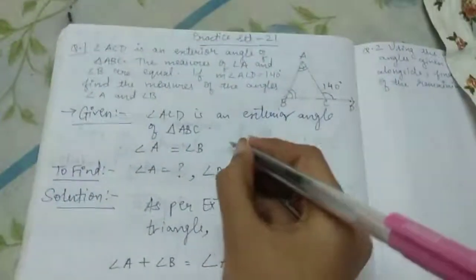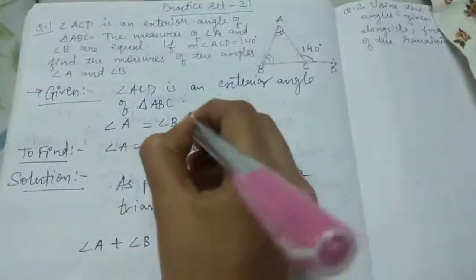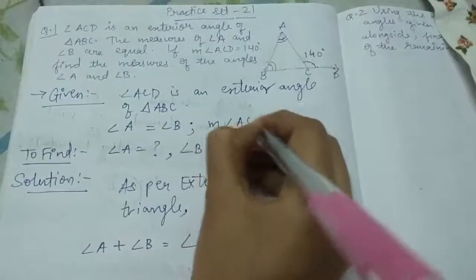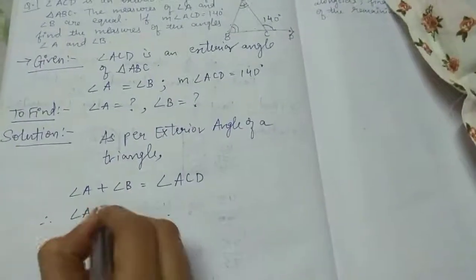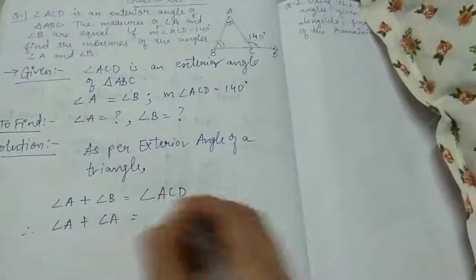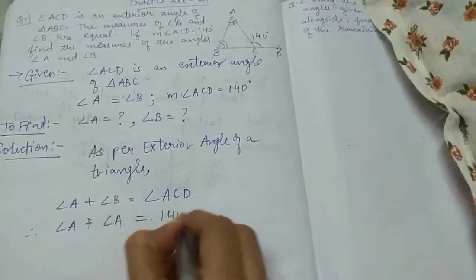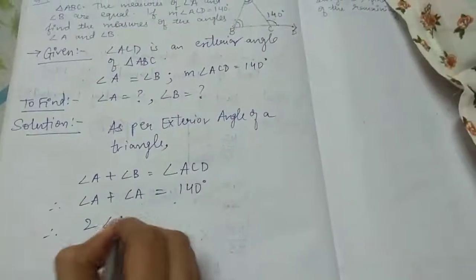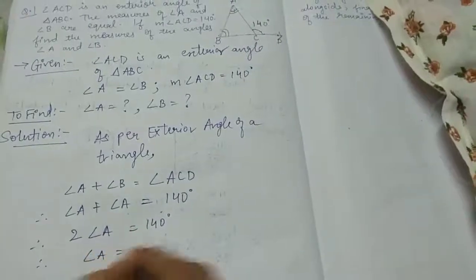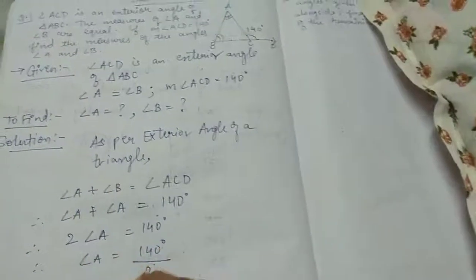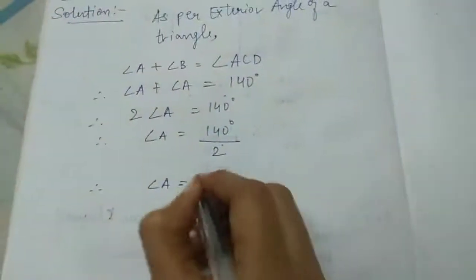Okay, also one thing given in the question is measure angle ACD equals 140 degrees. We have to write that. Now instead of B, I can write angle A because both are equal, and instead of ACD, I can write 140 degrees. Now two angle A's are there, so I can write 2 angle A. 2 we will take to that side and it will become division. So angle A is 70 degrees.